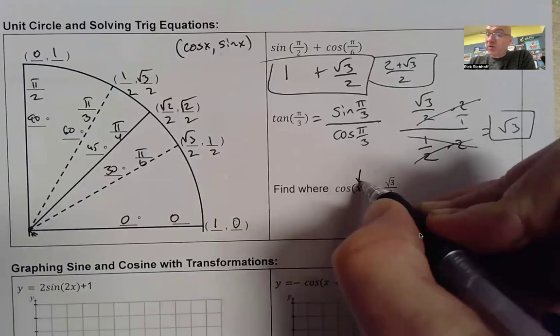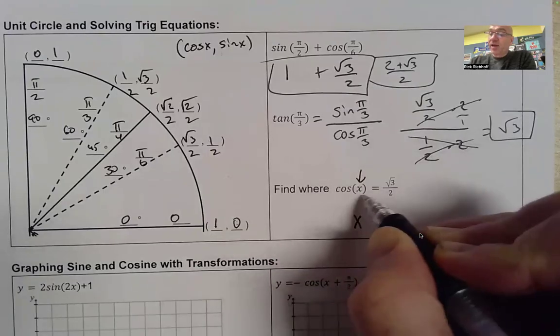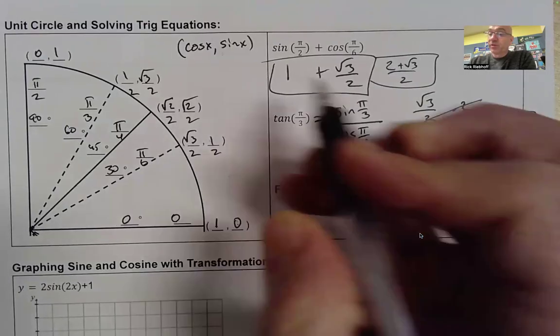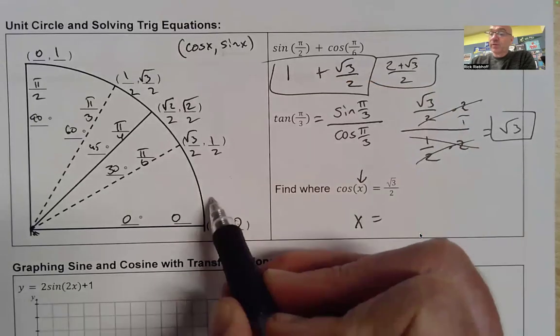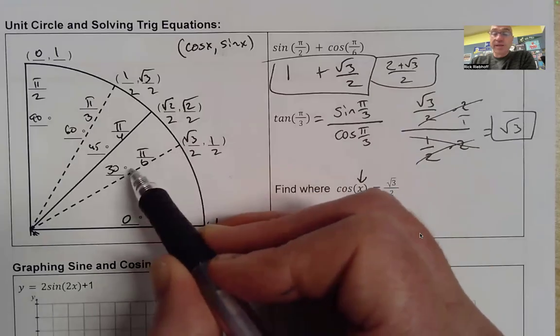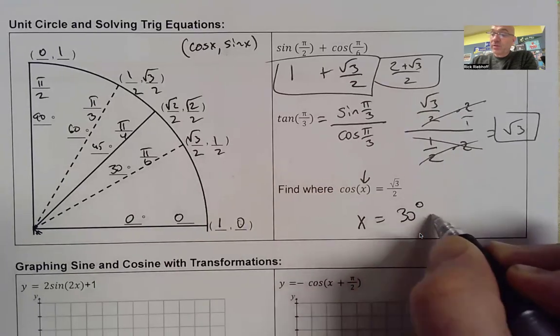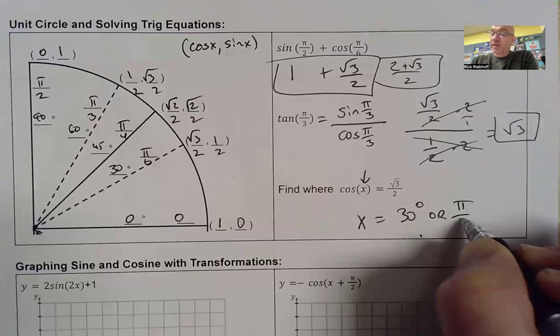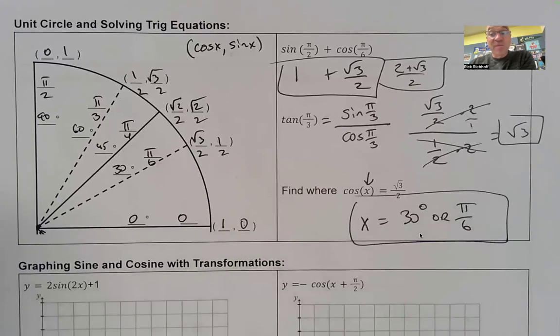All right. What angle has a cosine equal to root 3 over 2? Cosine's the first one, so look for root 3 over 2 here. Ah, there it is, right? So what angle is that? 30 degrees or pi sixths radians. I'll write both just so I get the practice.